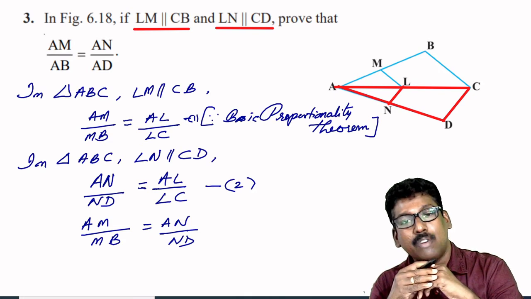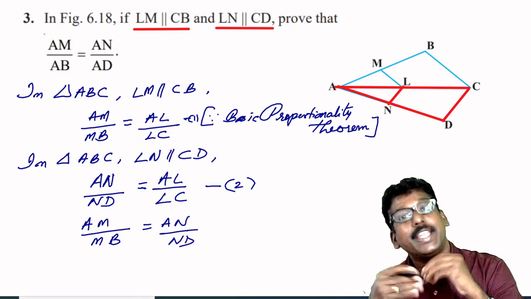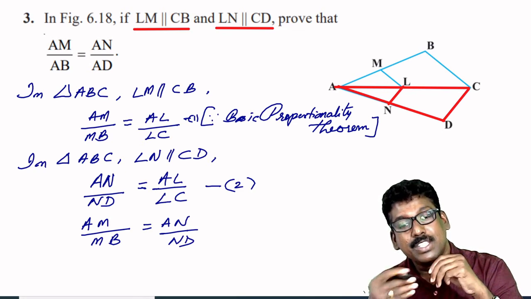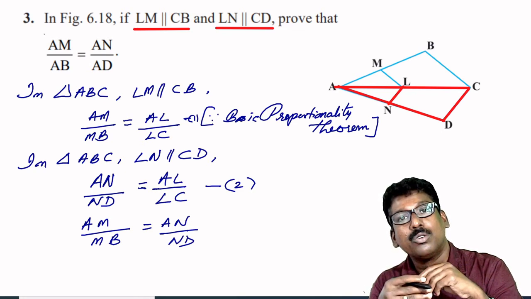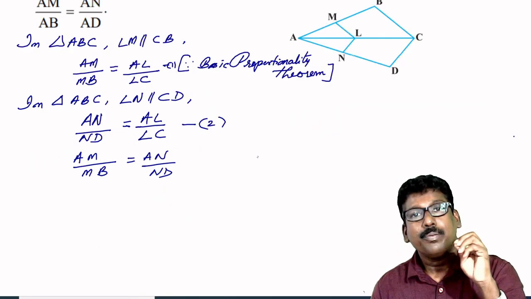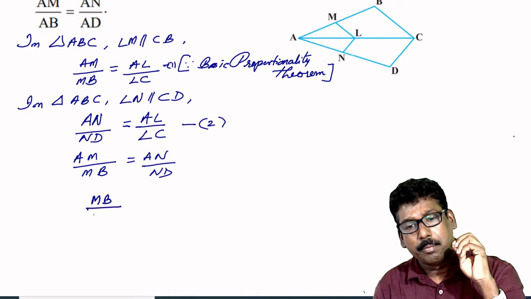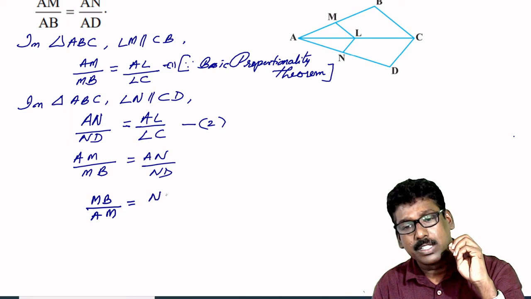But we have to prove AM by AB is equal to AN by AD. That means instead of MB, you have to write AB. How can it be? Now, let me take the reciprocal of these equations. That is, AM by MB, the reciprocal is MB by AM. Similarly, take the reciprocal of the RHS also, that is ND by AN.